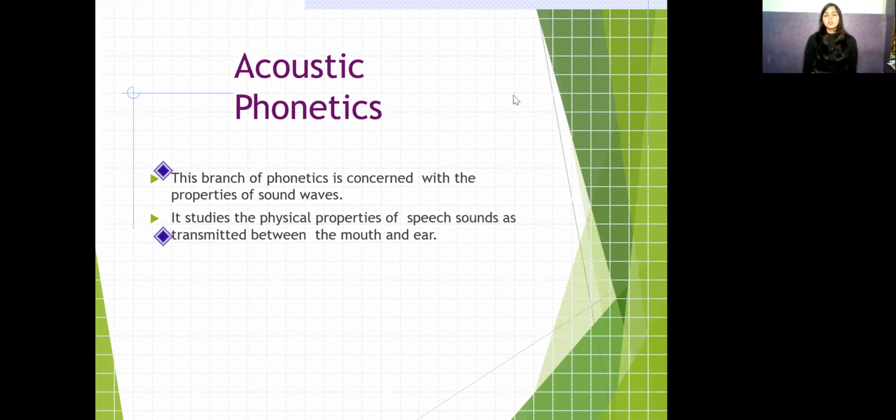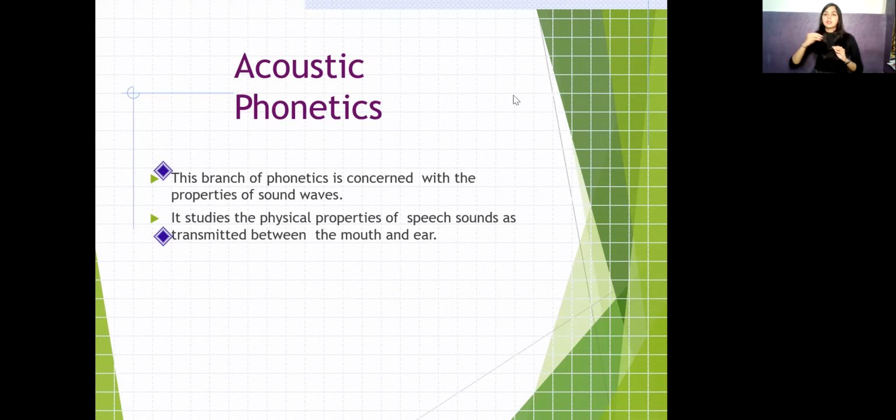Acoustic phonetics. This branch of phonetics is concerned with the properties of sound waves. Why properties of sound waves? Because it is all about transmission. How it is produced, how it went to the ear. So it is between articulation and what is the last one? That is auditory. Between that comes acoustic. What is acoustic? The waves that are going to send it to the ear. That is the sound waves.